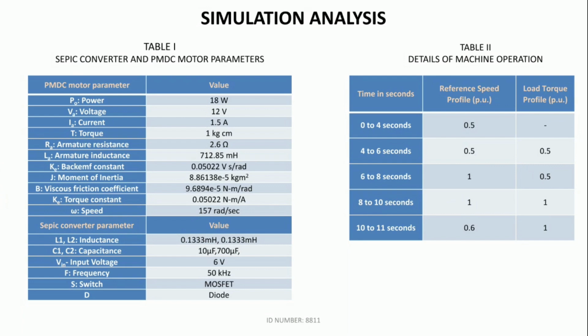Simulation analysis. Table 1 shows the SEPIC converter and PMDC motor parameters. Here the authors used an 18 watt permanent magnet DC motor. Table 2 shows the details of machine operation. For various time periods, the reference speed profile and load torque profile is shown.